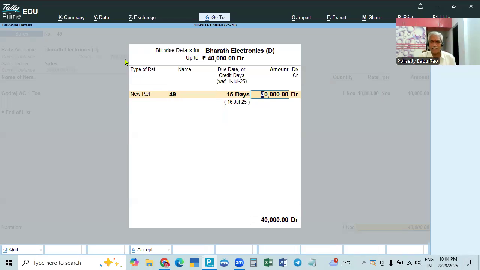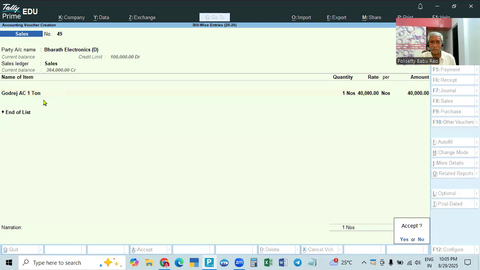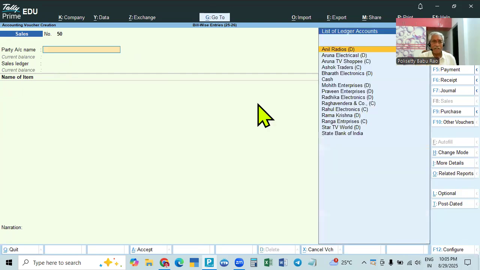Don't bother about the days, because credit limit is not related to this one. Okay, just leave it off. So accept. You see, now go up and you see this 40,000 is the current balance because one invoice is made for 40,000 and 1 lakh is the limit. And this is on 1st July.